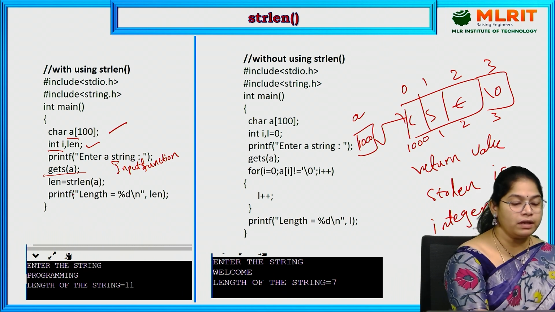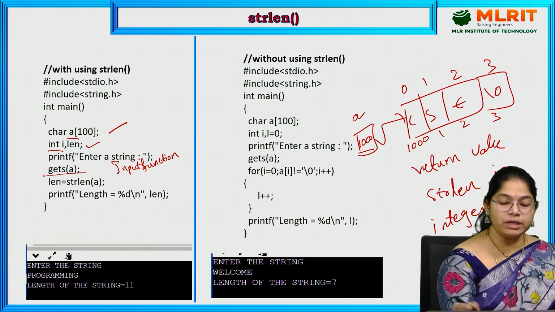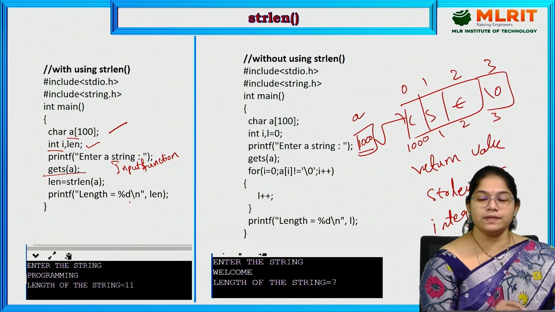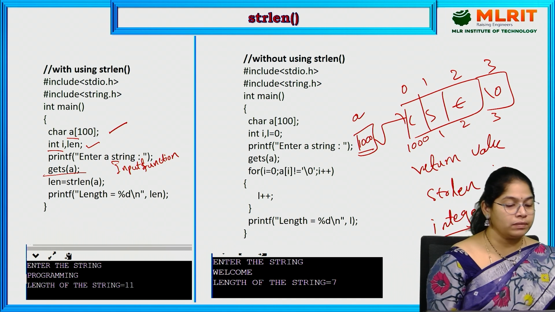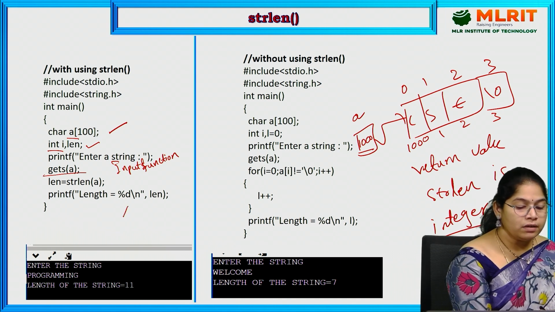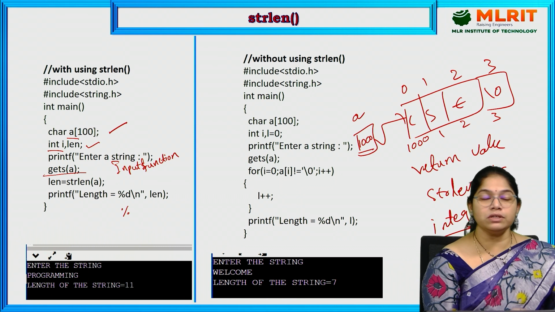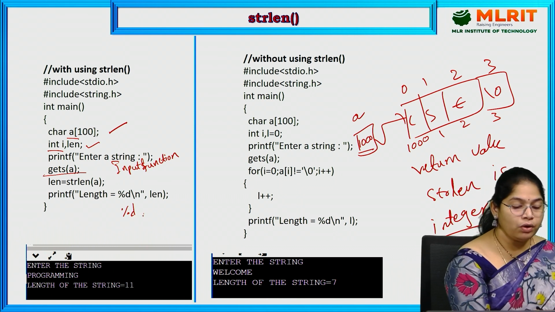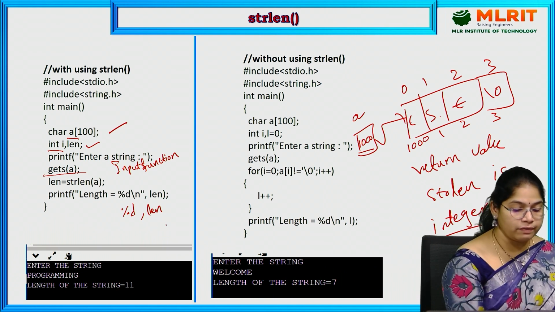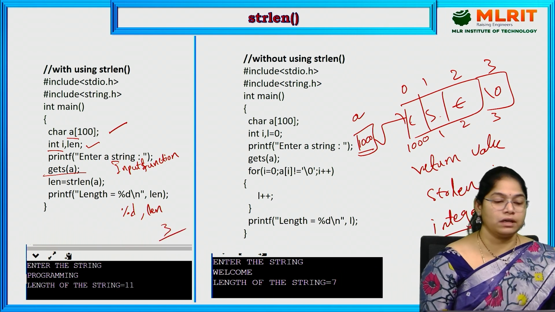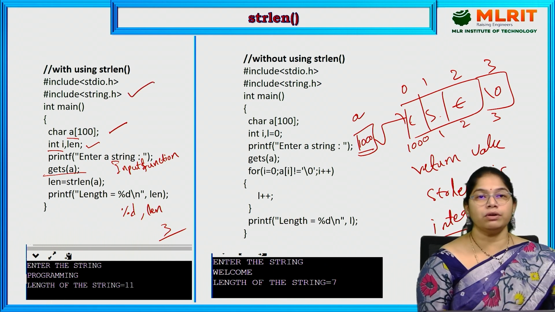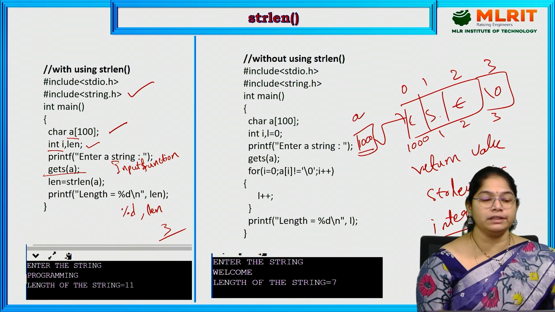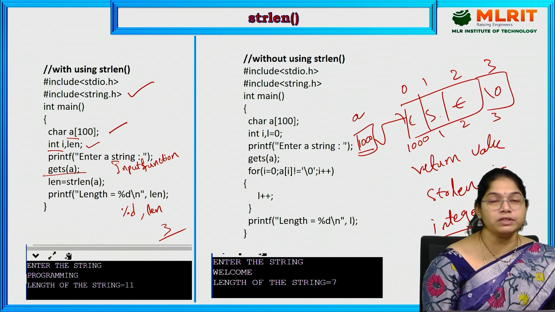Then to find the length of the string, we use strlen with the string name a. Then len is printed with %d, because as I told you, the number of characters is returned as an integer. So strlen(a) returns an integer value, and the format specifier is %d, comma len. Here we have 1, 2, 3, so it returns the value 3. If you want to use this function, we have to include the string.h header file, because these functions are already defined in that header file, in the same way that printf and scanf are present in stdio.h.